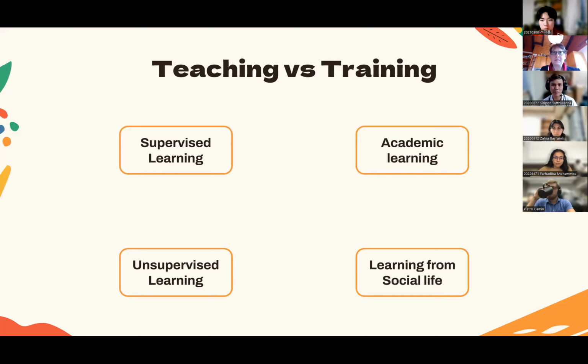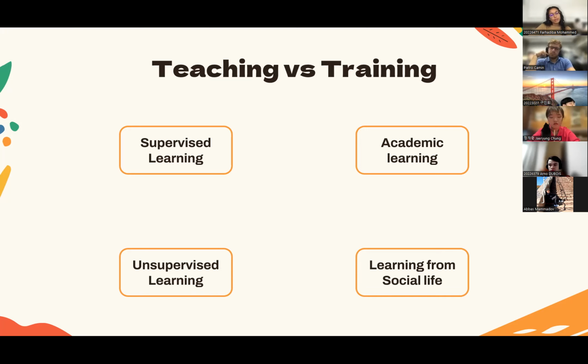Okay, so can I understand that social life learning is like there's already some learning from academic learning, and we can use that academic learning in social life, and there's an additive small learning? So I think it's a good idea. Any other ideas for this?